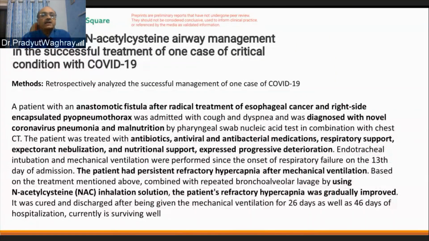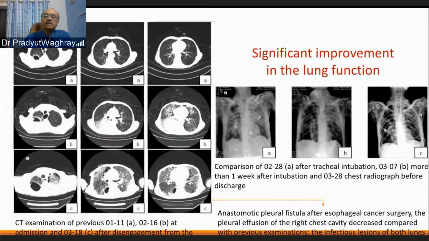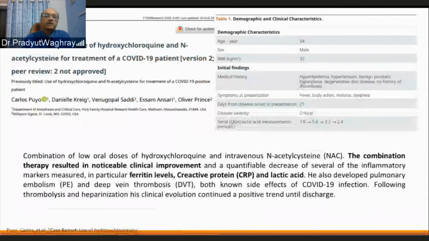This was an isolated case report which was published in one of the patients with N-acetylcysteine who went into critical condition and started to retain hypercapnia. This patient had persistent refractory hypercapnia after mechanical ventilation, and then by using N-acetylcysteine inhalation solution, the patient's refractory hypercapnia was gradually improved and he was discharged home. This was again to show significant improvement in the lung functions and the radiological clearance occurring after NAC.